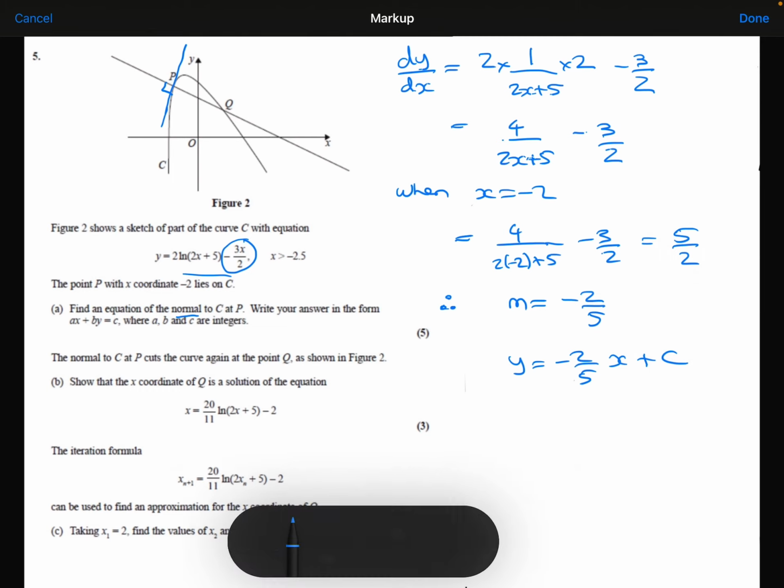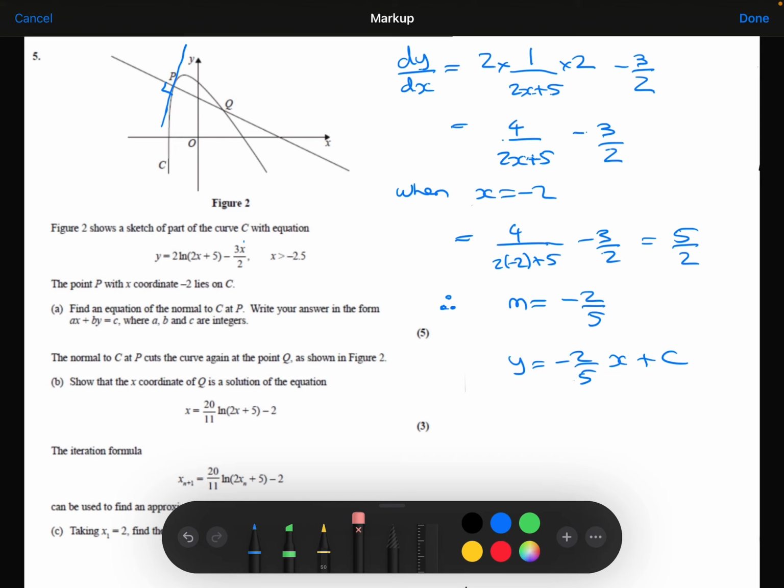I need to know a coordinate to substitute in here. I know the x coordinate is minus 2, but I don't know the y coordinate yet, but that's fine because I can substitute minus 2 into the original function to work out what the y coordinate is going to be. If I substitute minus 2 into this original function, I find that y is 3. So substituting 3 here and minus 2 here, I get 3 equals 4 over 5 plus c.